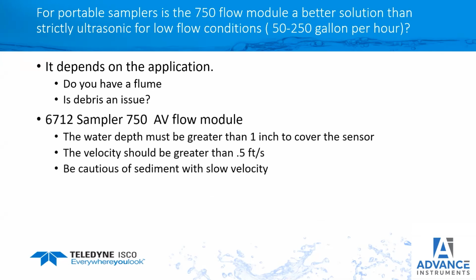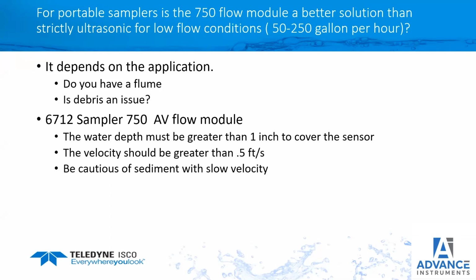But if you have a flume application and it's been known to surcharge, using level only would not be ideal, because the flume is assuming or expects the flow to go one direction, so it would not be able to read reverse flow. So in that case, an area velocity sensor like the 750 would be better.